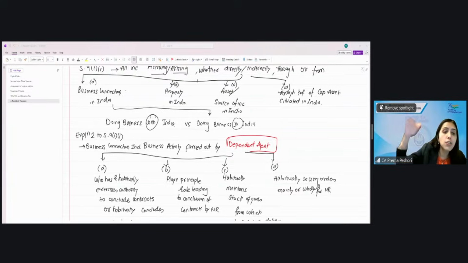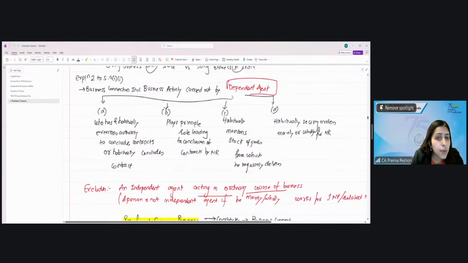Let's say he is negotiating the contracts and entering into the contracts with the customer for the non-resident. Or even if he is not concluding the contract, he plays the principal role leading to the conclusion of contracts by the non-resident. So even if he doesn't enter into a contract with the customer, he does all the other things: decides the pricing, enters into negotiation, finalizes the deal, and the conclusion may only be done by the non-resident principal. That is a dependent agent.